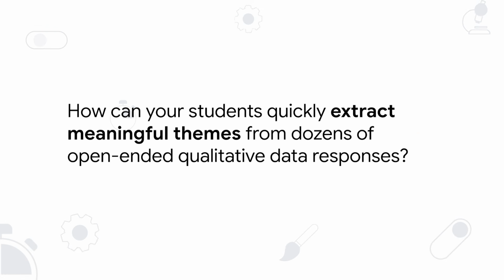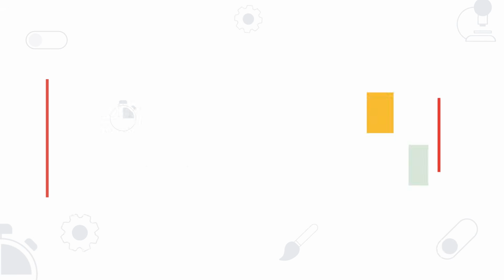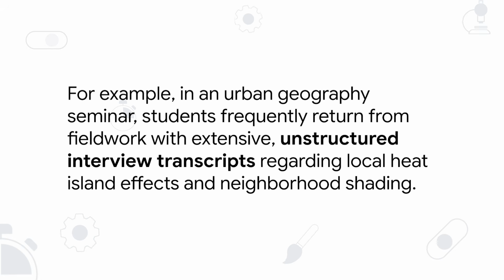Students quickly extract meaningful themes from dozens of open-ended qualitative data responses. Try using Gemini Canvas live in class to show students how to instantly structure and analyze qualitative data. For example, in an urban geography seminar, students frequently return from fieldwork with extensive, unstructured interview transcripts regarding local heat island effects and neighborhood shading.